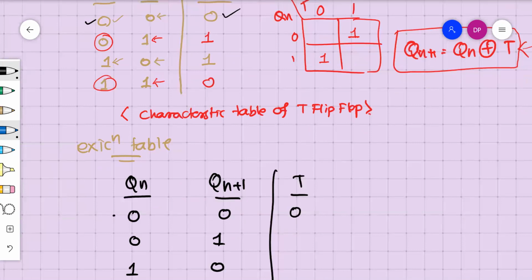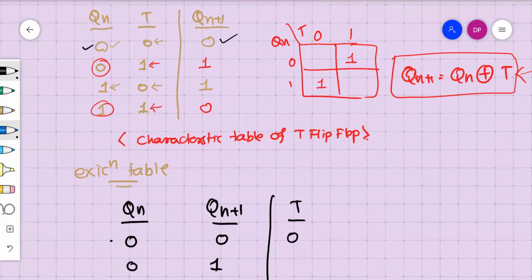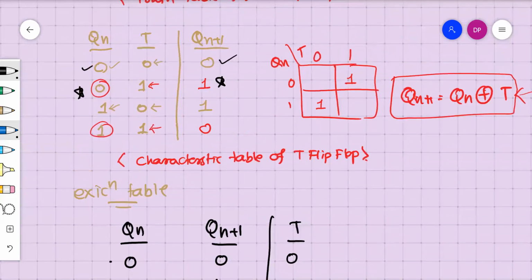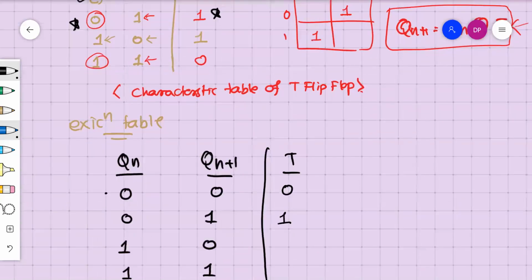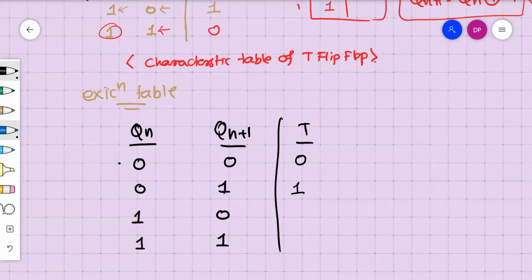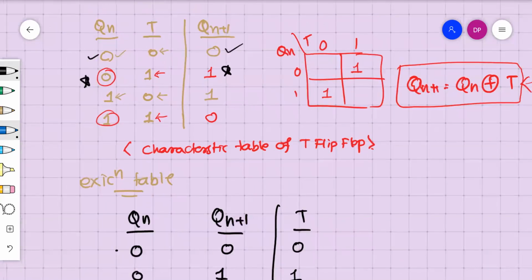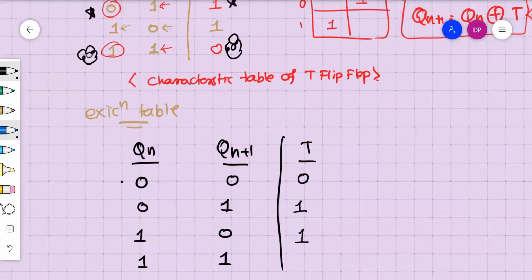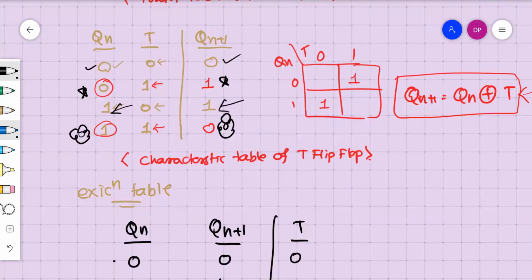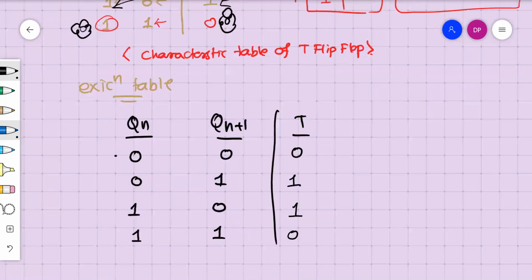Now present state is 0, next state is 1. This one. So the value of T is 1, right? Now present state is 1, next state is 0. So this one you can see. The value of T is 1. And when both are 1, here, the value of T is 0. This is the excitation table of the T flip flop.